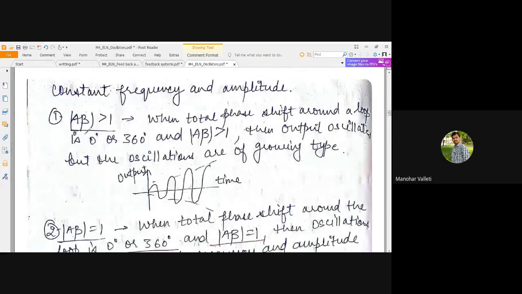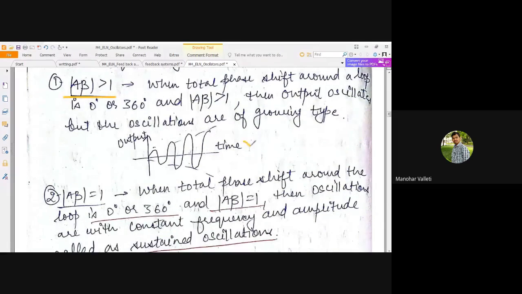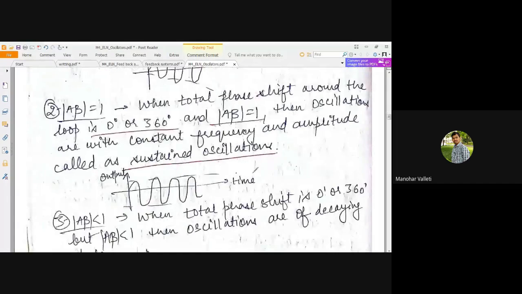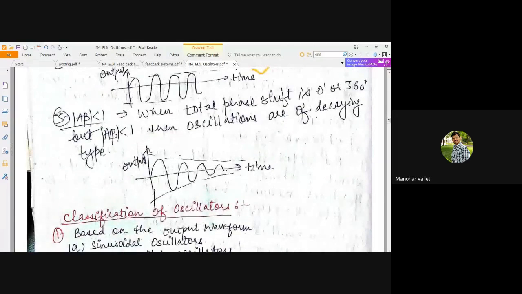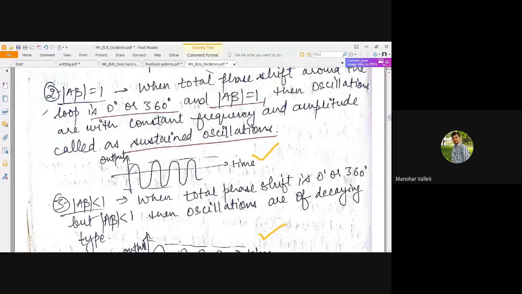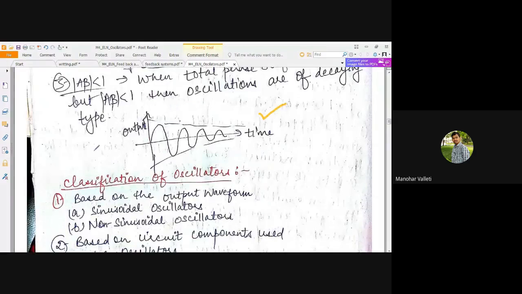And whatever I discussed previously: if A beta is greater than 1, then you will get growing oscillations like this. A beta equal to 1, you will get sustained oscillations. If A beta is less than 1, you will get decaying oscillations shown here. So ultimately, what is useful for us is these sustained oscillations. So this is about how the oscillator will generate the oscillations. Any doubt till here?